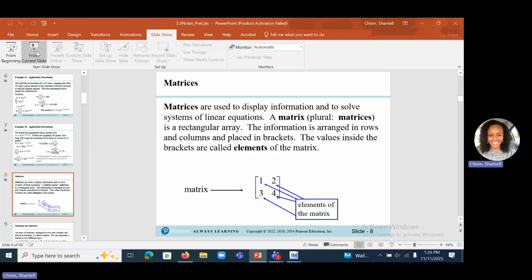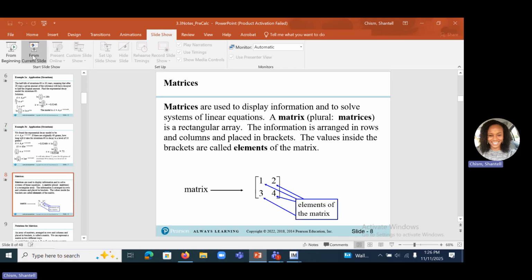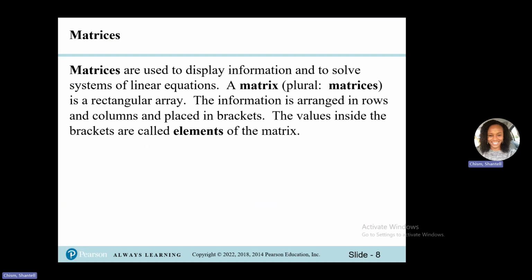All right, so from this current slide, remember the very first part of this section, we were talking about applications with exponential functions, and then now we're going to begin looking at matrices. Matrices are used to display information and to solve systems of linear equations. A matrix, plural matrices, is a rectangular array. The information is arranged in rows and columns and placed in brackets.